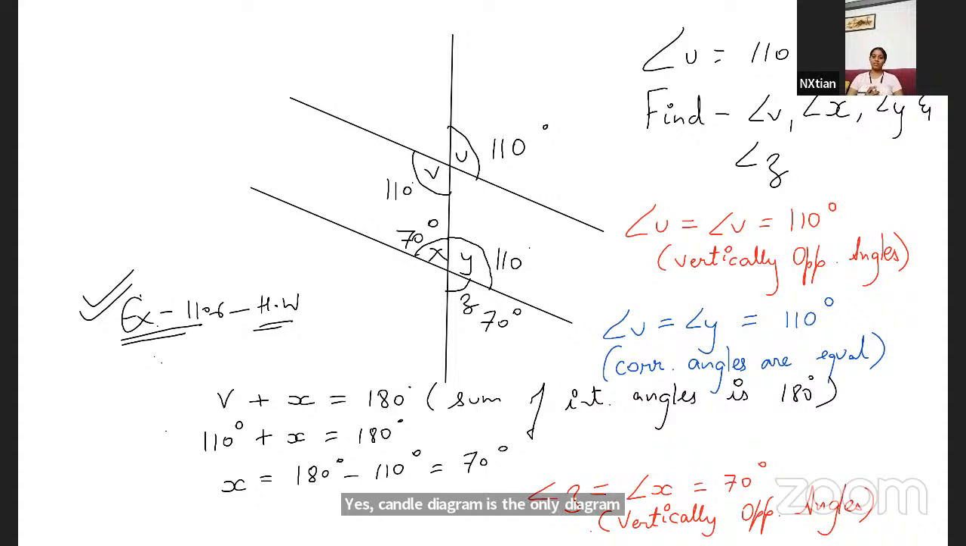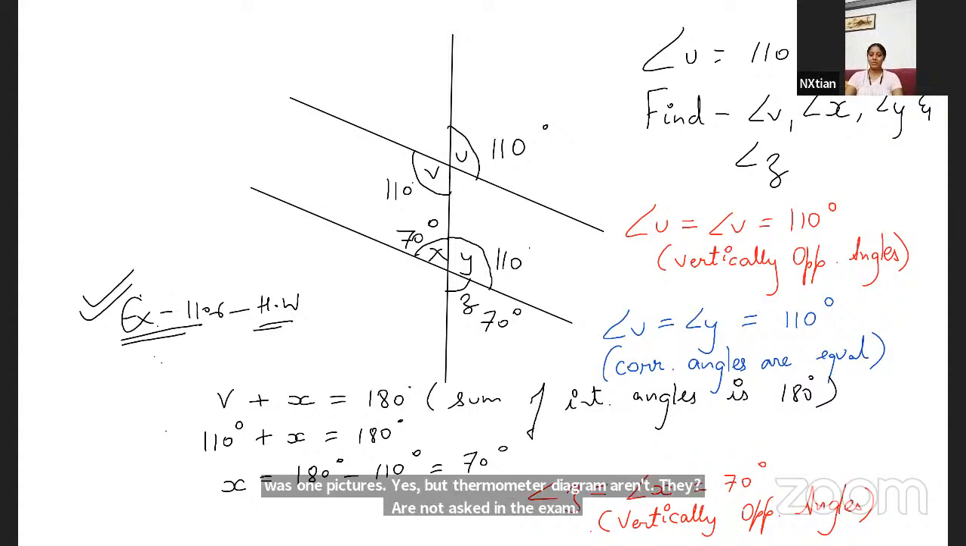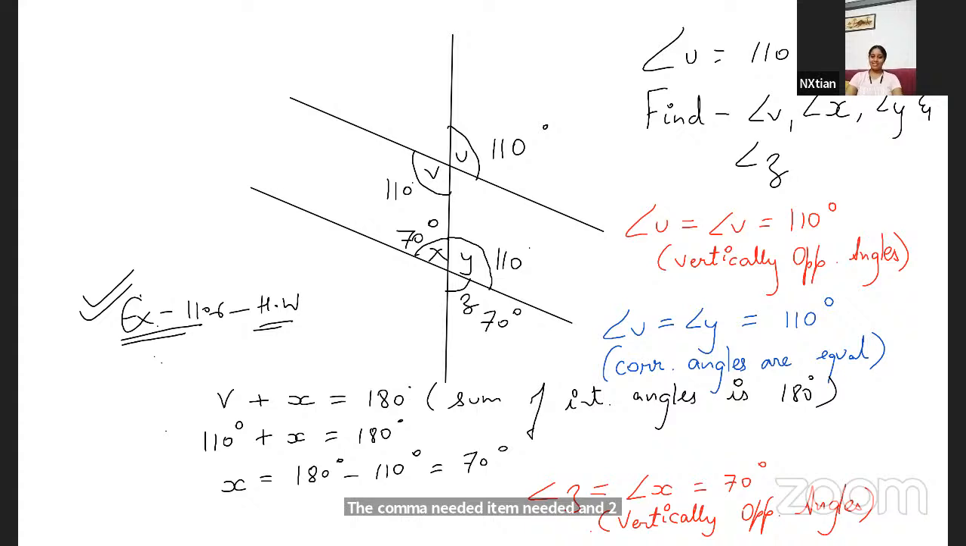Wait, ma'am, the candle diagram was the only diagram? Ma'am, I thought that was the thermometer. The clinical thermometer, those were pictures, not diagrams. Yes, those were pictures, but thermometer diagrams are not asked in the exam. Ma'am, I was preparing for the thermometer diagram. You prepared for the thermometer diagram. Okay, so now you know how a clinical and laboratory thermometer looks. It's good. Anyways, okay, so I am stopping the class.